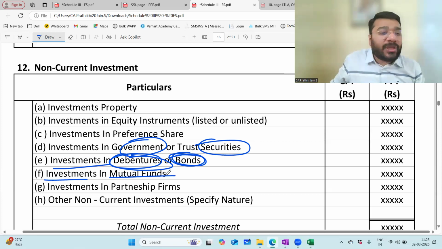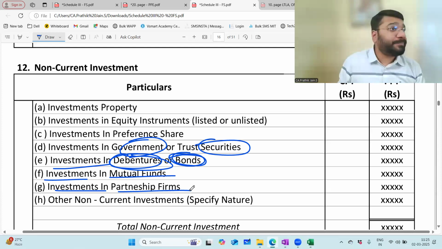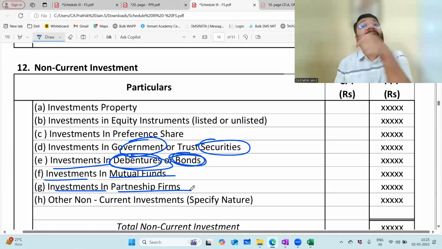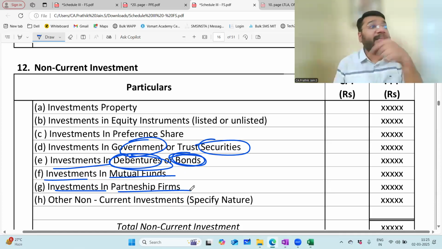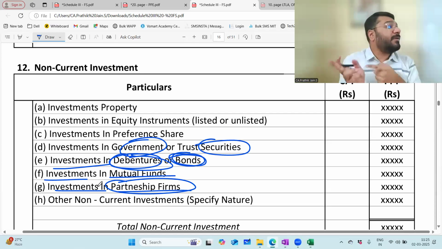Like that, investment in mutual funds, investment in partnership firm. Let's suppose KVA Limited. KVA Limited is a company. Let's say it is a public company, unlisted. We have another concern by name FFLA. That is a partnership concern. So what has KVA done? KVA has given investment to whom? KVA has done investment in the partnership. So that becomes the investment.